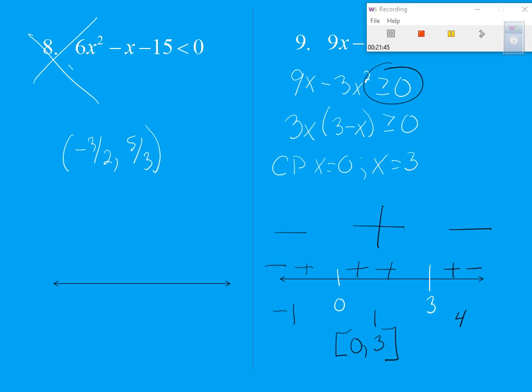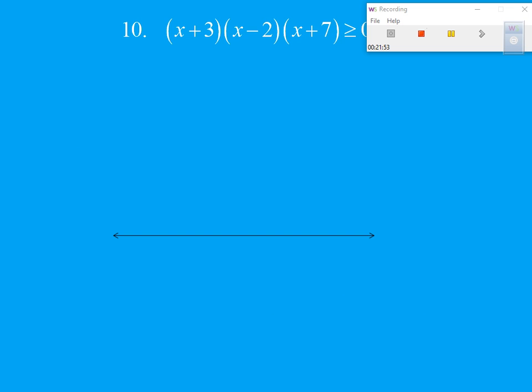So there's where we are so far. Now I'm going to slip number 10 in there, because you can kind of just see the numbers, and I just wanted to once again reinforce the positive or the negative. As soon as I see greater than 0, we want the positive. Now your critical numbers. Looks like they're going to be x equals negative 3, x equals 2, and x equals negative 7.